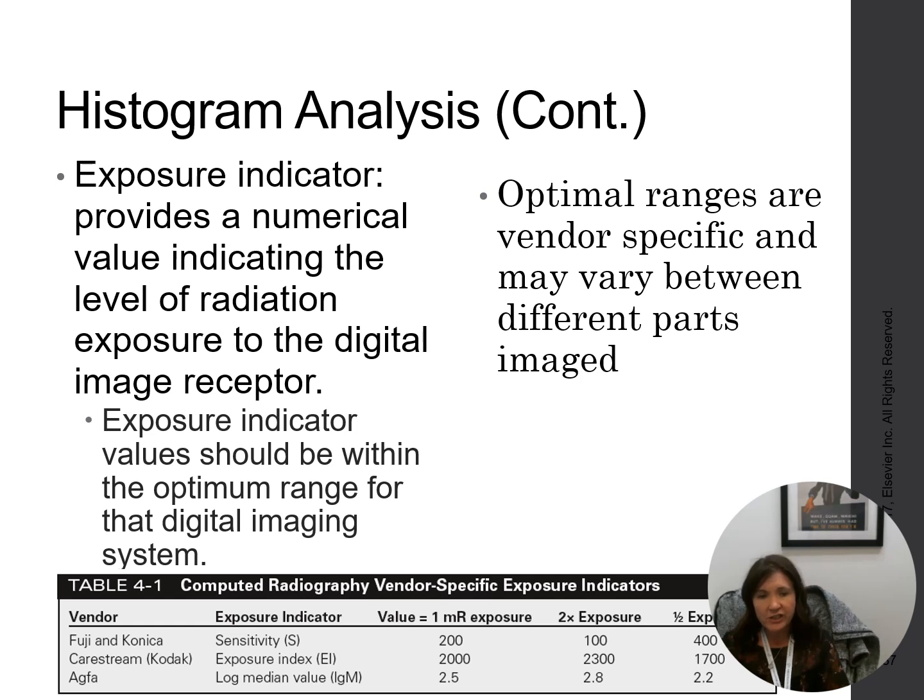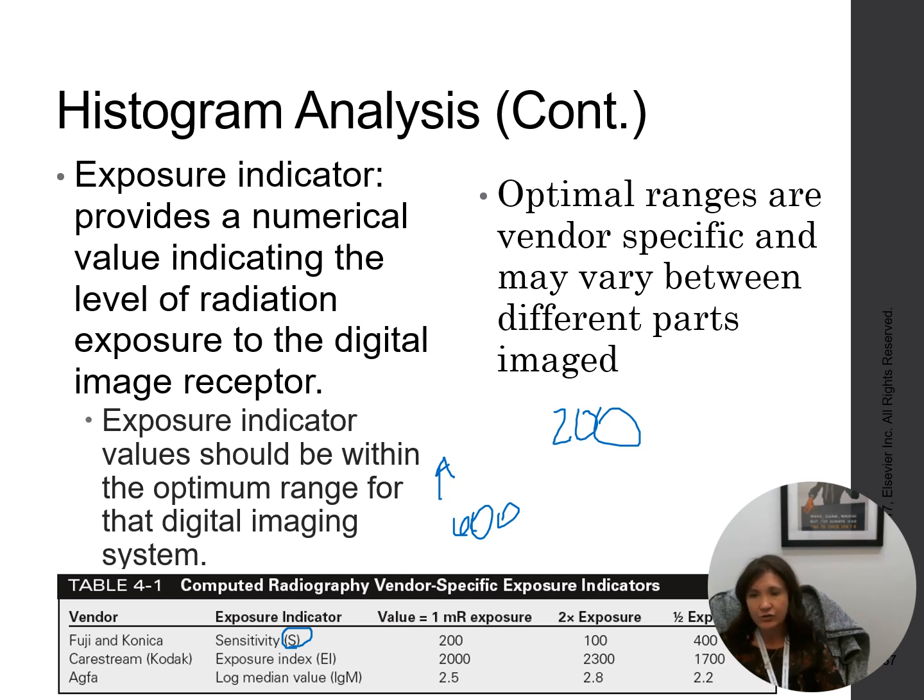So vendors like Fuji and Konica, I think they actually have merged, so it's kind of the same vendor. They use something called an S value. Now with this, a target S value on Fuji and Konica is usually about 200. And if I have an S value that's say 600, you might think that that's overexposure. Well, for Fuji and Konica, they have an indirect relationship or an inverse relationship, meaning the higher this number is, the more underexposed you are.